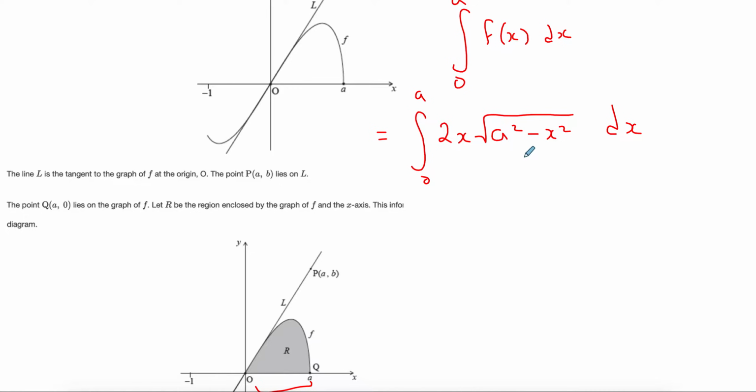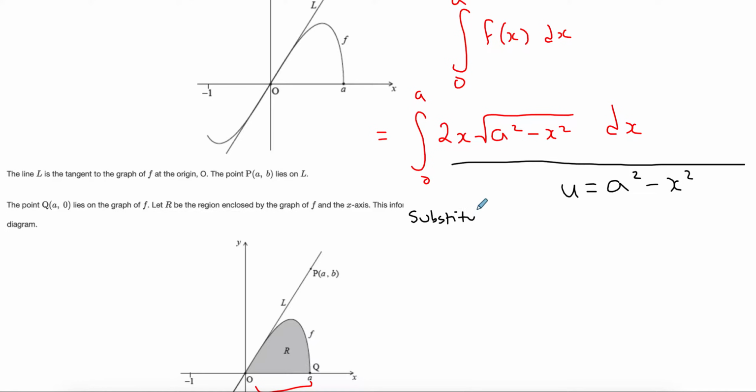So I'm going to substitute this complicated thing. Anything under a square root, you want to keep it simple because it's much easier to integrate this than integrate this whole mess. So what I'm going to do is say u is equal to a squared minus x squared. So this is me just following the substitution method. So we're taking a detour here.